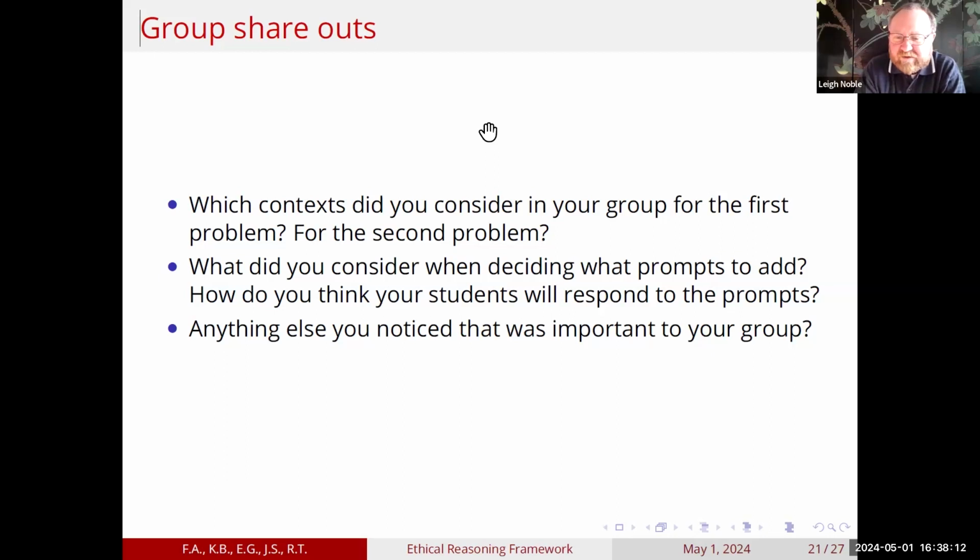I don't know if there's anything else that we didn't get written down, but I think that's everything that we talked about with that first one.